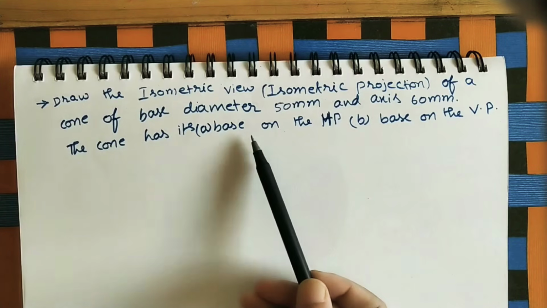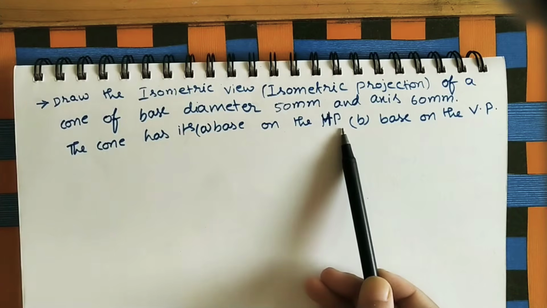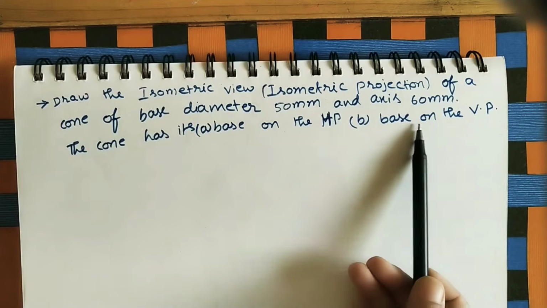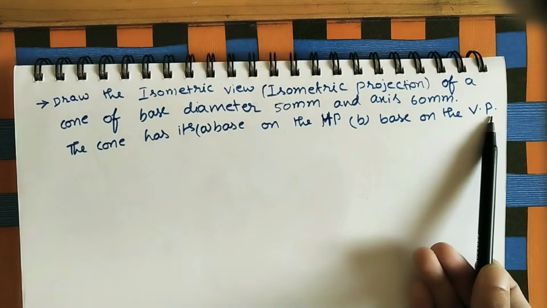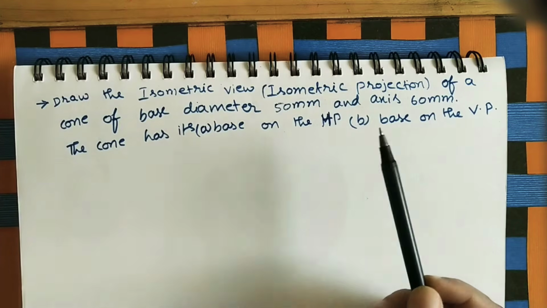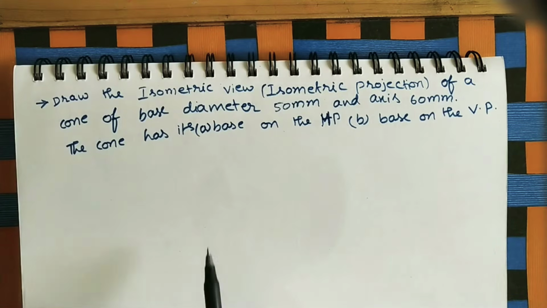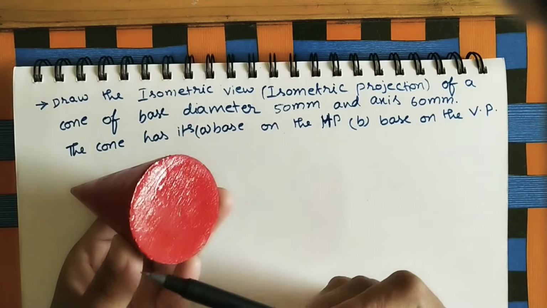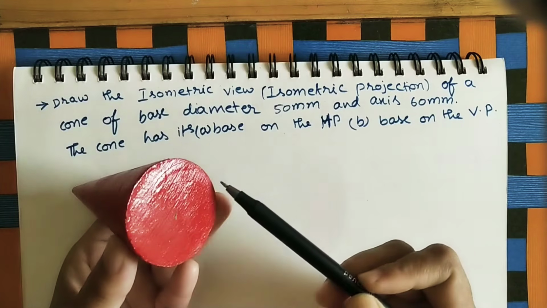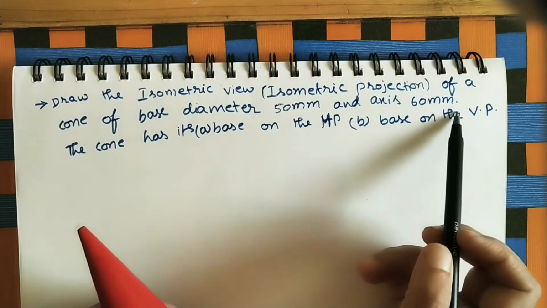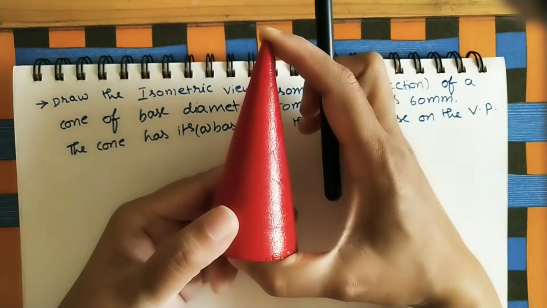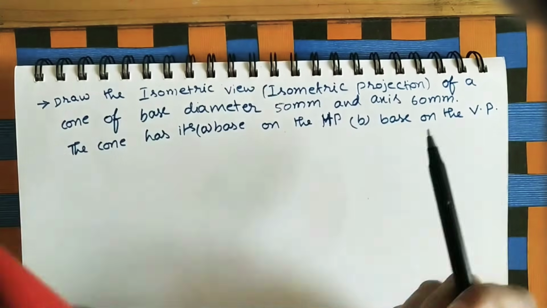The cone has its base on the HP. HP means horizontal plane, and second bit, base of the cone is on the VP. So two bits have been given for doing the isometric view. The given dimensions are base diameter is 50 mm, this circular diameter is 5 centimeter, and then axis is 60 mm. This is the height of the cone. Axis means it is 6 centimeters.